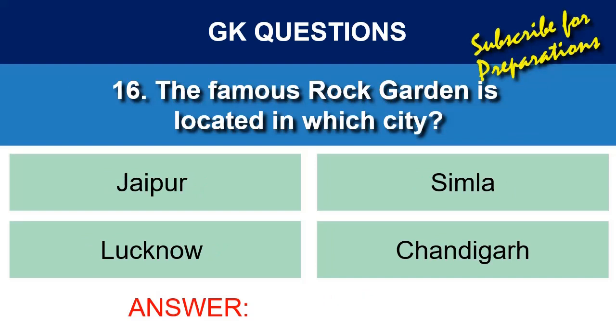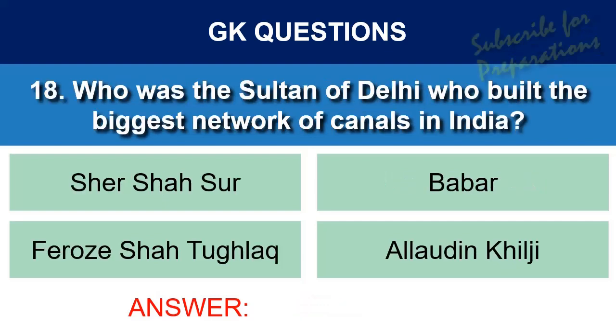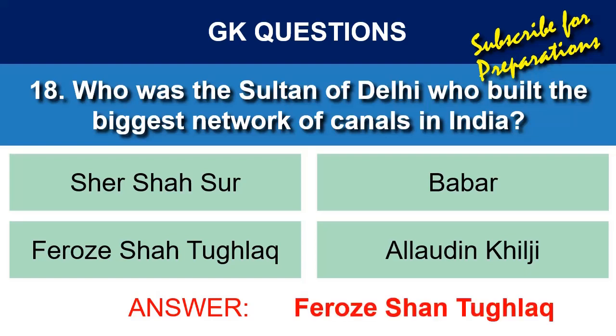The famous rock garden is located in which city? Chandigarh. Folk painting Madhubani is famous in which state? Bihar. Who was the Sultan of Delhi who built the biggest network of canals in India? Firoz Shah Tughlaq.